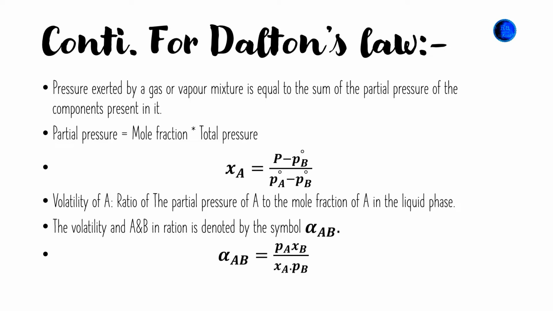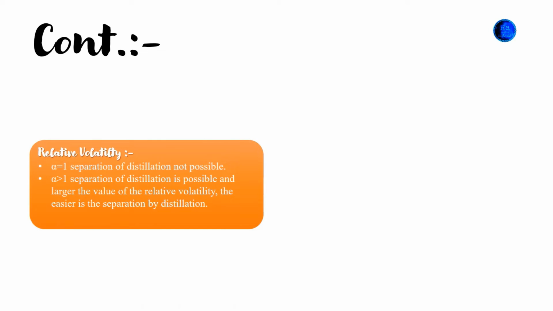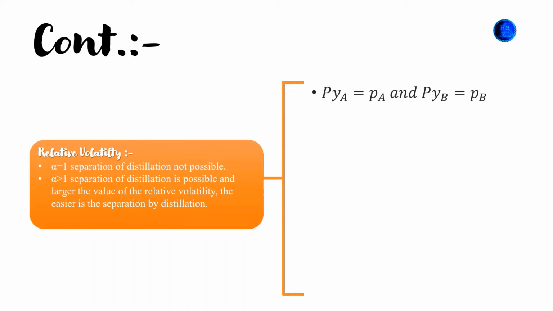The relative volatility of a component A with respect to a component B is the ratio of the volatility of A, the more volatile component, to the volatility of B. It is also known as the volatility of A with respect to B and is denoted by the symbol alpha AB. Thus, the relative volatility is the ratio of the concentration ratio of A to B in the vapor phase to that in the liquid phase.